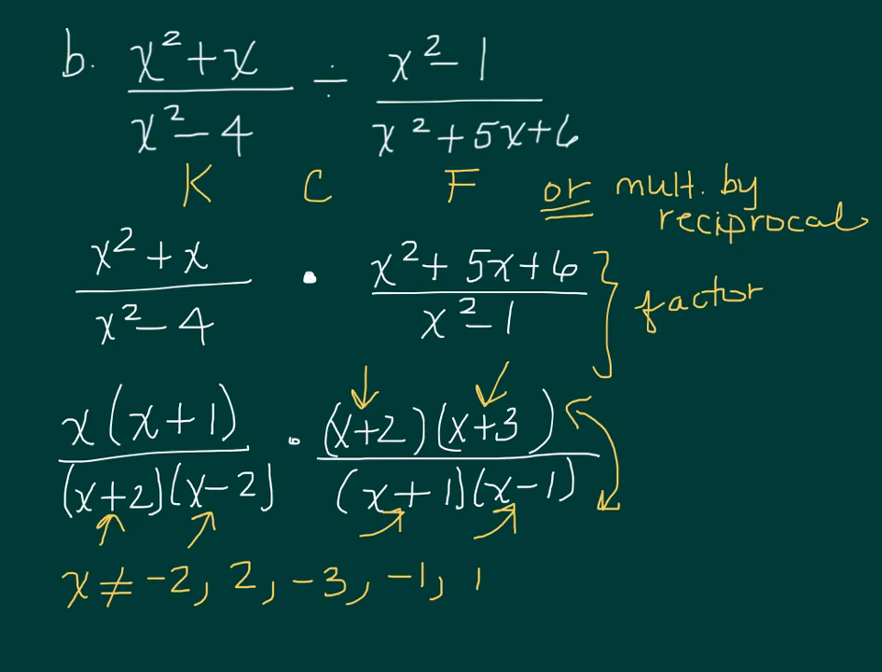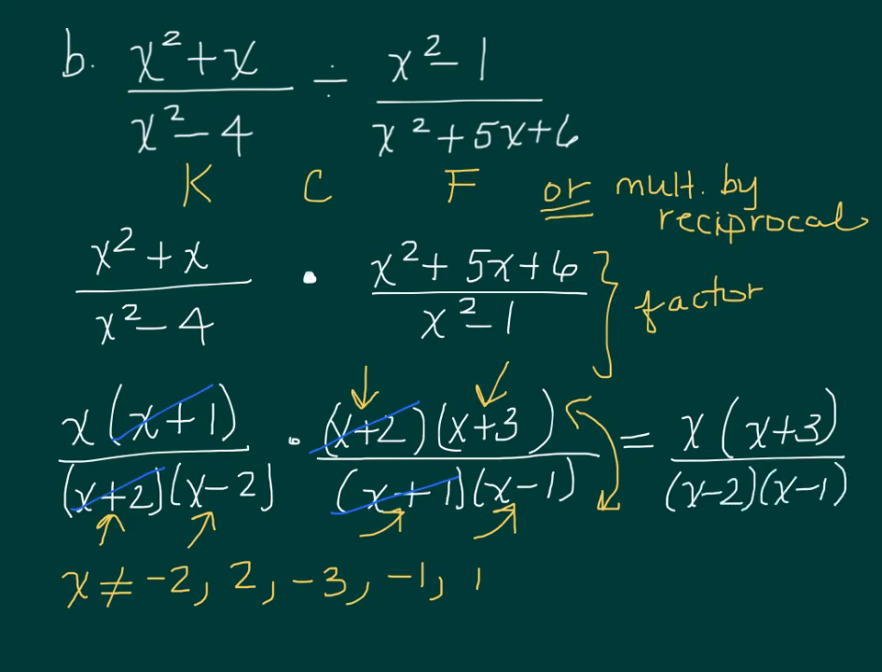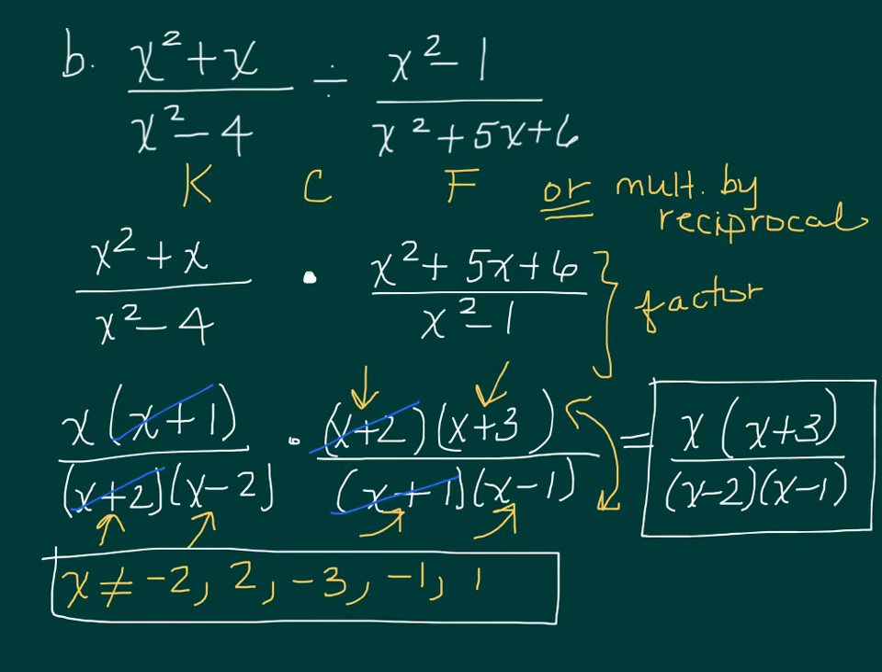All right, now we can divide common terms. X plus 1 and x plus 1 divide to equal 1. X plus 2 and x plus 2 divide to equal 1. And I think that's it. And then you just write your answer. X times x plus 3 over x minus 2, x minus 1. And just leave it in factor form with your restrictions.